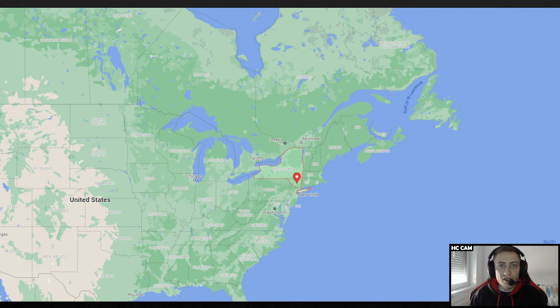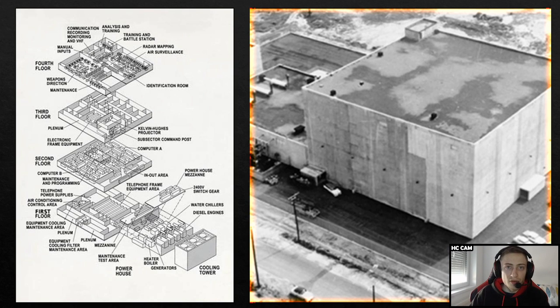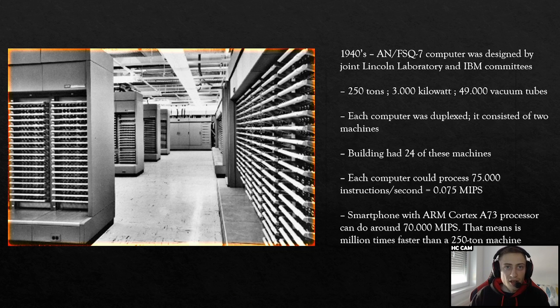A SAGE Direction Center was deployed in New York, close to the North Atlantic Ocean and Canadian borders. The building was made up of four levels over 3.5 acres. Now, what you see on this slide are the SAGE computer frames.